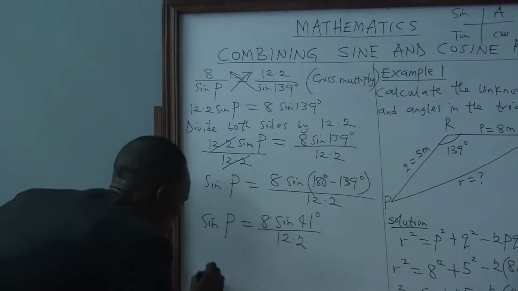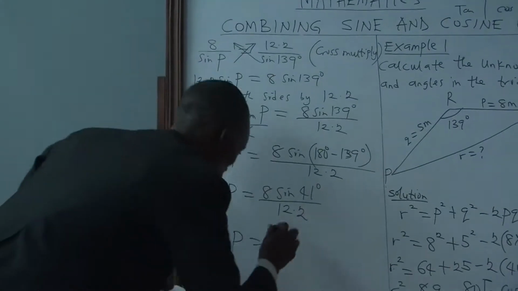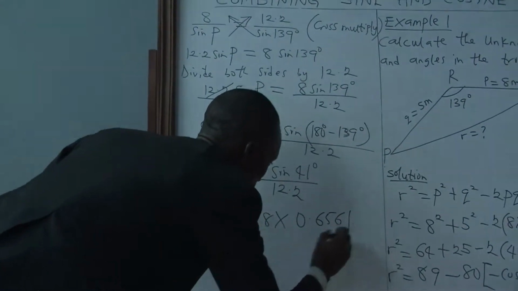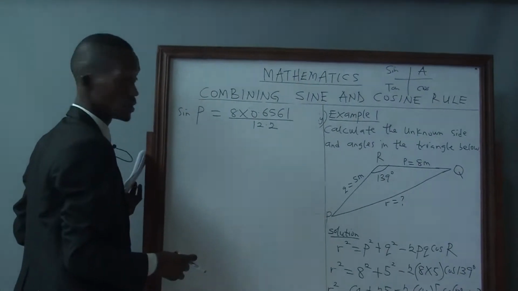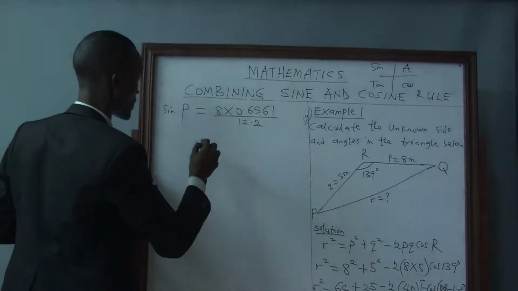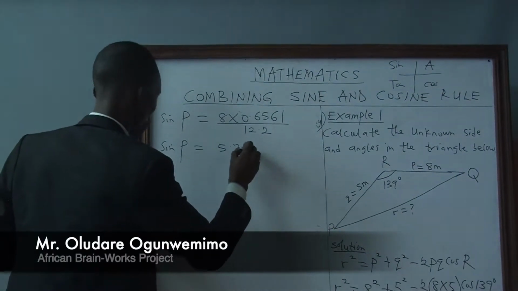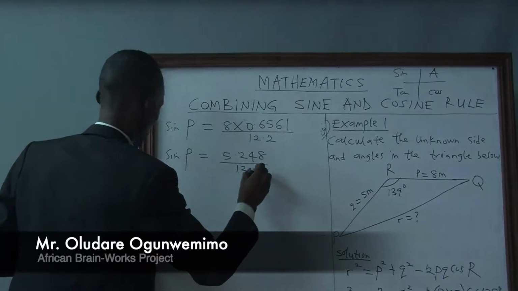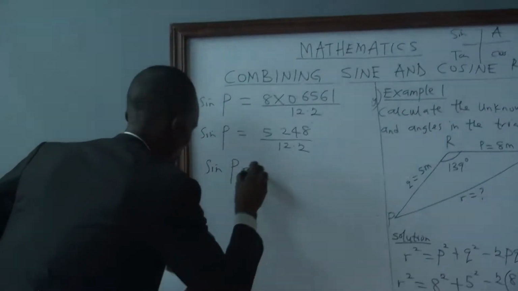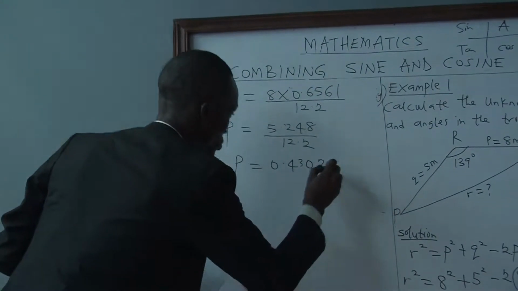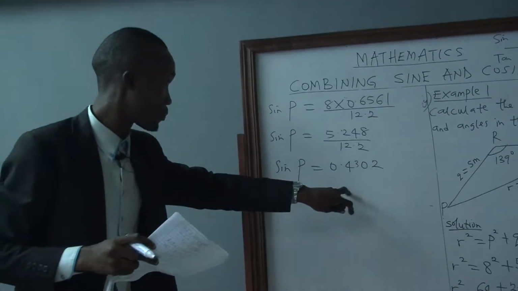And that will give us sine P to be 8 multiplied by, if we check our four figure table for sine 41, we have 0.6561, divided by 12.2. So from here we have the product of 8 and 0.6561. We have sine P to be 5.248 divided by 12.2. And from there we have sine P to be 0.4302. And we need P from here.